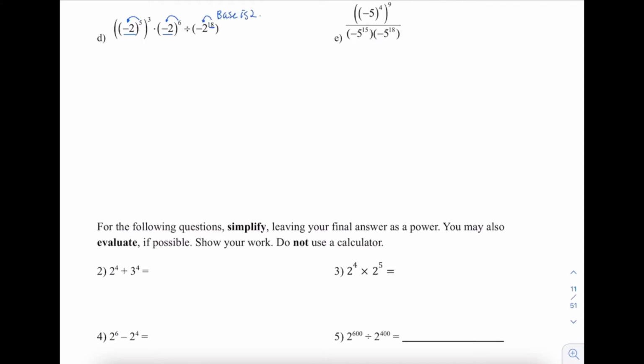Okay, so -2 with the 18 on the outside is different than -2 with the 18 on the inside. So on the outside, the exponent of 18 would be applied to the negative and the 2, but in this case, the base is just 2, and the 18 is applied to just the 2, but not the negative. Here the base is -2. So that's just like on the side, an example, or a clarification.